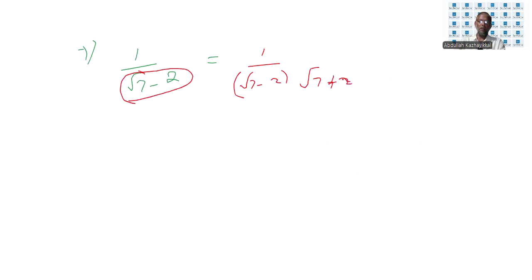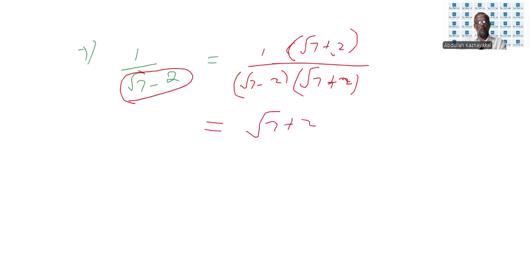Minus will be plus. Then if you are multiplying the denominator by root of 7 plus 2, the numerator also you have to multiply by the same number, root of 7 plus 2. Question like this. So tell me the answer now. Root 7 plus 2 by root 7 square minus 2 square. A square minus b square, that is 7 minus 4, which is 3. Root of 7 plus 2 by 3. Finish.